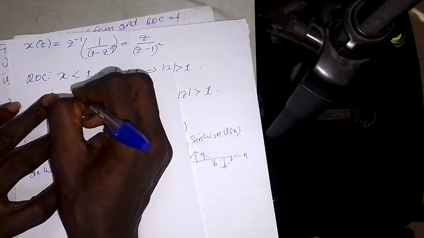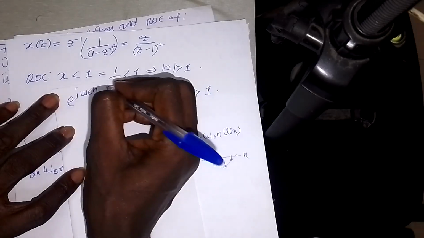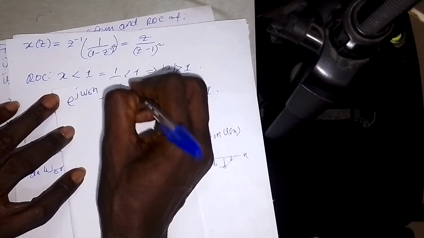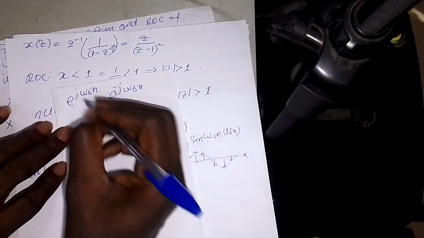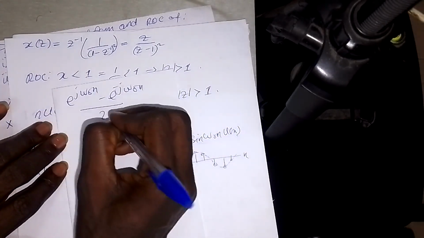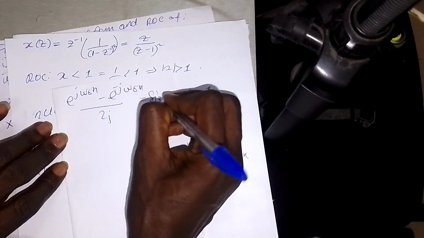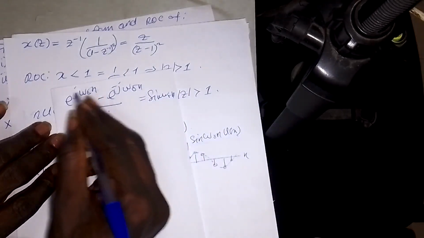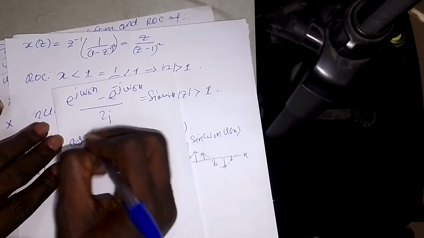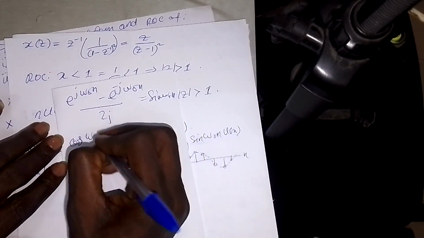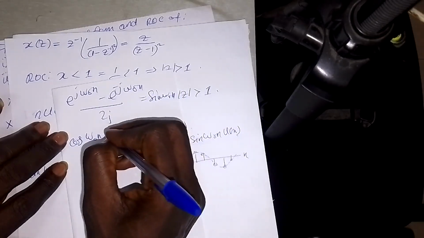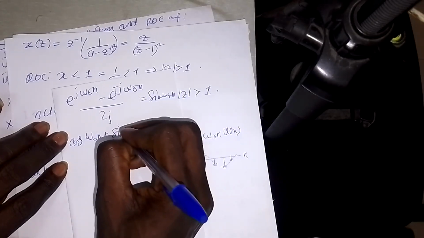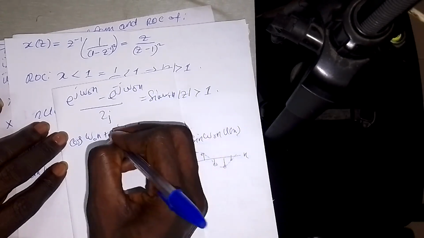Whenever you have e^{jω₀n} minus e^{-jω₀n}, over 2j, that equals sine ω₀n. What does this mean? It means cos ω₀n plus j sine ω₀n, where you put j here.